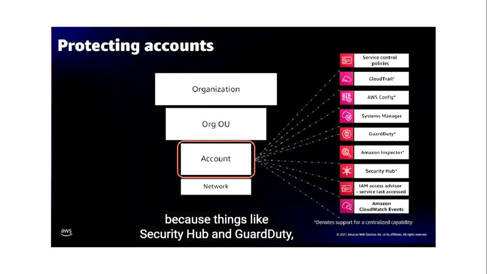Account security is a level down, below the organization operation unit. So you're going to use security tools such as SCPs, CrowdStrike, log monitoring, AWS Config, Systems Manager, which does centralized system management, patch management, and also config management. GuardDuty does threat management with machine learning. Inspector does the vulnerability scan for the code.